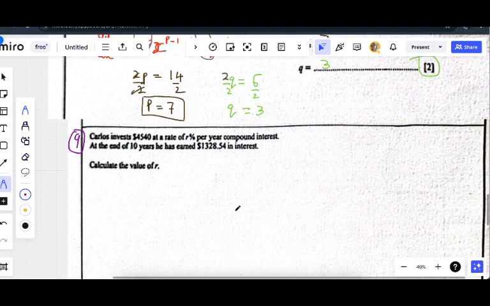You say Carlos invests $4,540. So the money you invest is your principal. So that's the principal, $4,540, at a rate of R%. So the rate was not given to us. They just call it R. They didn't give a value. They say R%. Probably this is what they want us to find.